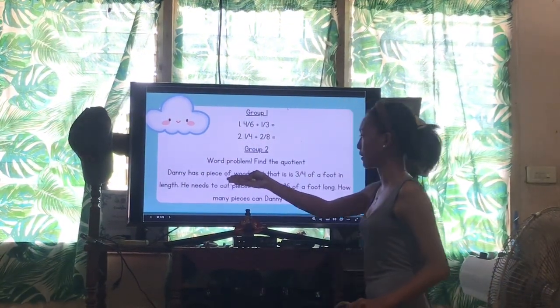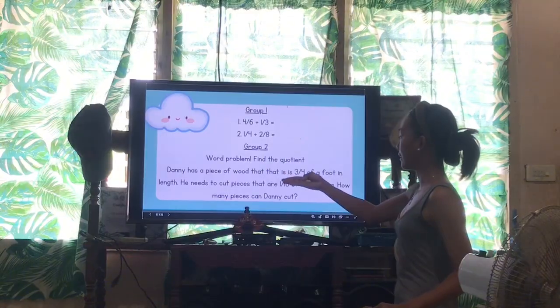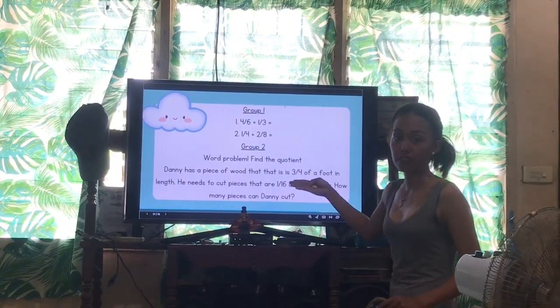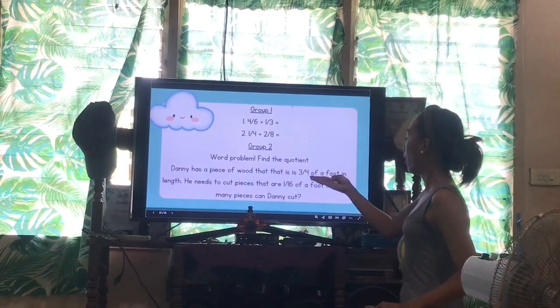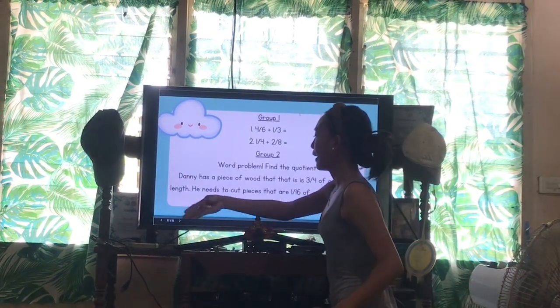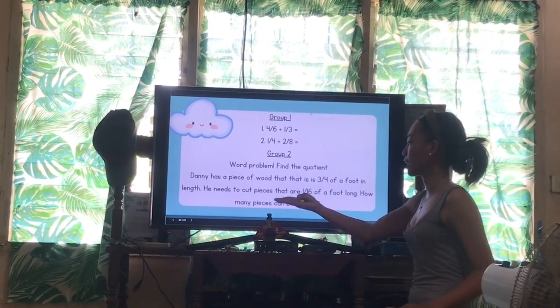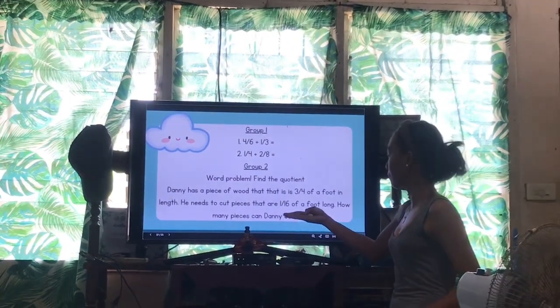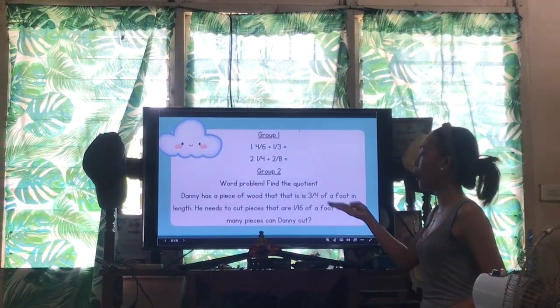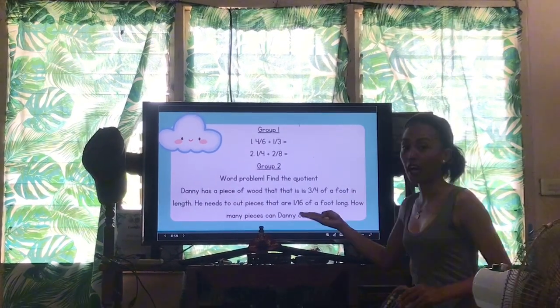Danny has a piece of wood that is 4 over 4 of a foot in length. He needs to cut pieces that are 1 over 16 of a foot long. How many pieces can Danny cut?